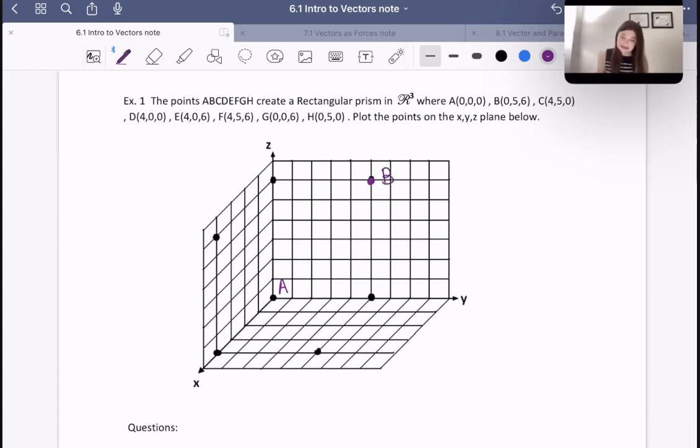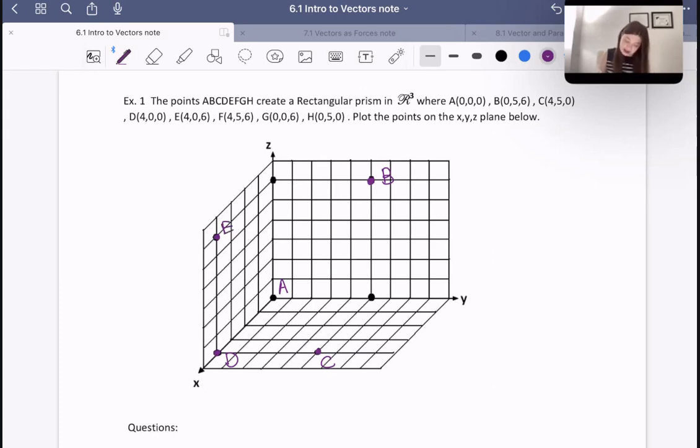What about C? C is (4, 5, 0). So it would be 4 in the X direction, and then 5 in the Y direction, and nothing up, not up at all, right on the floor, because there's 0 for the Z direction. So this is point C. Point D is (4, 0, 0), so that's just 4 over here for X. Then we have E, which is (4, 0, 6). So 4 in the X direction, nothing in the Y direction, and 6 up in the Z direction. So this one would be E.